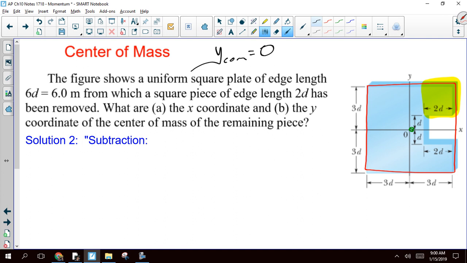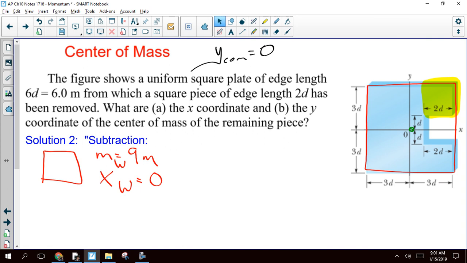For the whole rectangle, our mass is 9m. So the mass of the whole, let's write W-H-O-L-E, has a center of mass right at the origin. That's if we didn't have the chunk taken out. Now let's figure out what's going on with the chunk. Well, the chunk would have a center of mass that's right here, and that looks like it's 2d over.